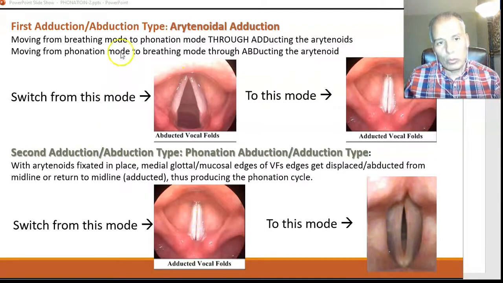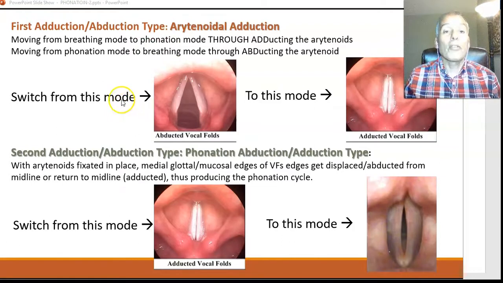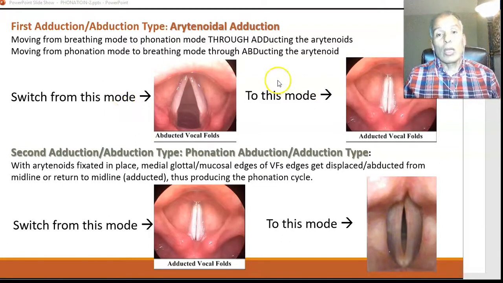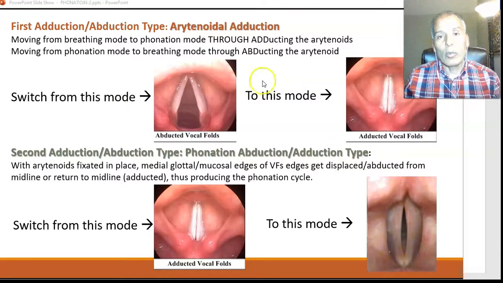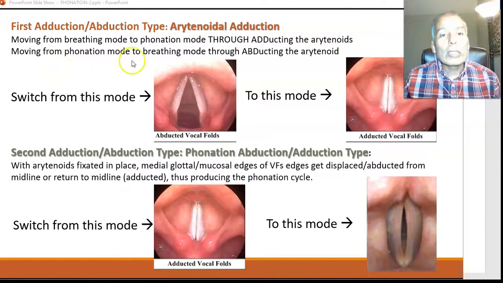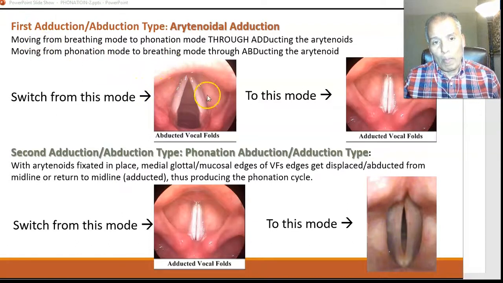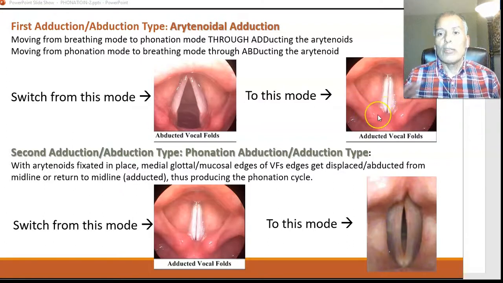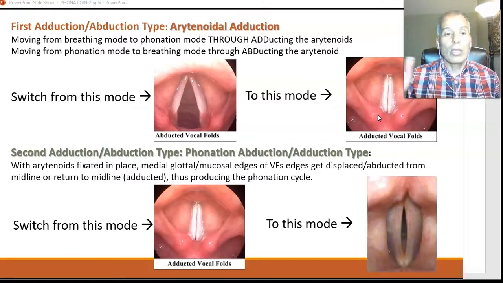So here are the two described. You really have to know the difference. It is a tremendous difference, and you're not going to find it really clearly detailed in any textbook that I'm aware of. So the first kind, in order to bring the vocal folds in position to vocalize, you must switch them from abduction, from the breathing mode, into arytenoidal adduction, the speech mode. Just like that. See, the arytenoids are here, now fixated. Now leave it for pressure and elasticity. They will do the rest to produce phonation cycles, and that's it.